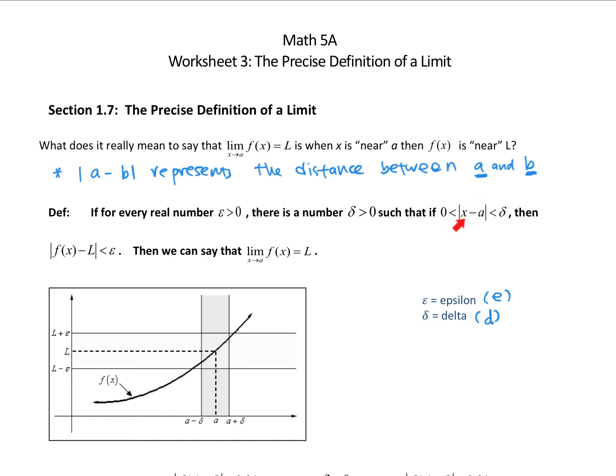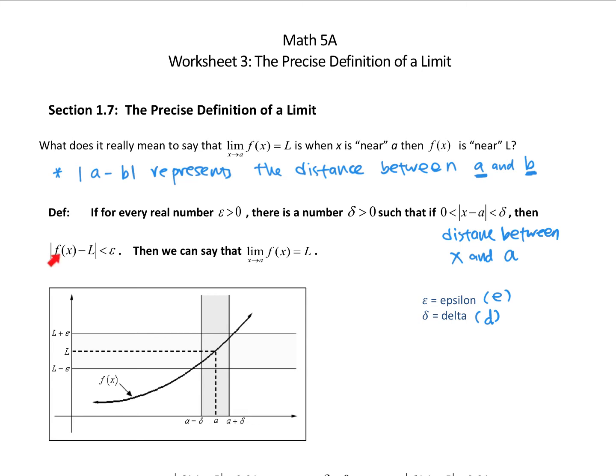So if you look here, I have the absolute value of x minus a. So that's basically the distance between x and a. What it says is if that's less than delta, so if delta is a small number, that means the distance between x and a is a small number. That means x is approaching a. So this is just a different way of saying x is approaching a. What they're saying is x minus a is less than some small number delta.